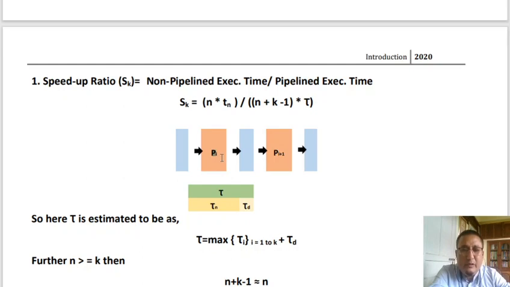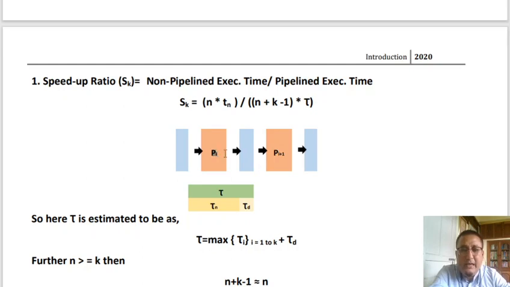So tau is the time required for executing a phase. So tau is influenced by two important factors. One is the phase execution time, and the delay that is between the two successive phase executions because of the implementation of the latches, right?